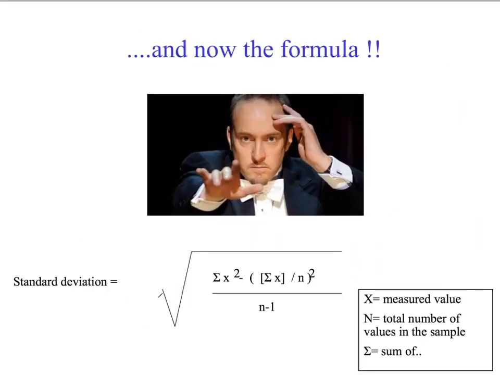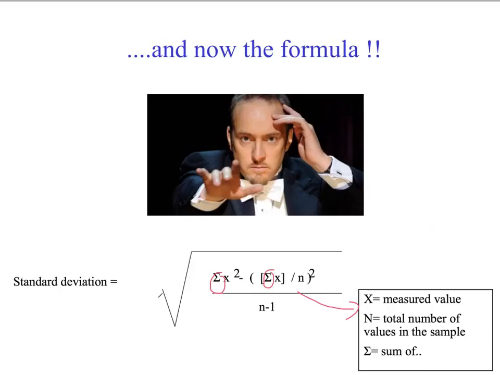Now, here's the formula. You're not going to be asked to remember this, but I'm going to talk through the parts. So to work out the standard deviation, we do the square root of the sum of x squared minus, and then as a separate whole entity in brackets, the sum of x divided by n, and all of that squared, divided by n minus 1. And we've said x is our measured value, n is the total number of values in a sample, and this symbol here means the sum of.